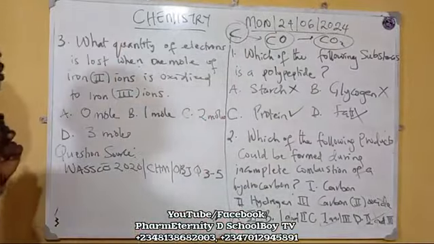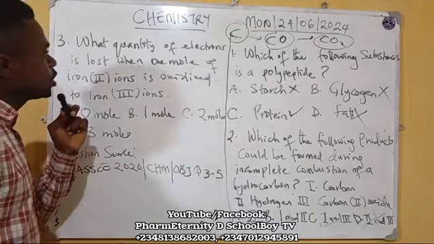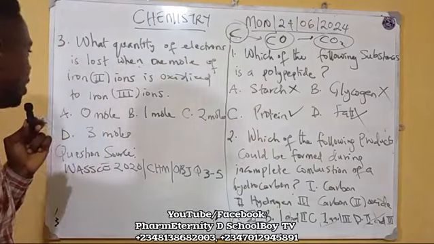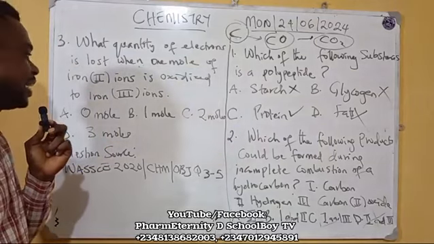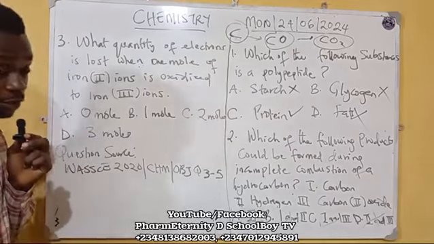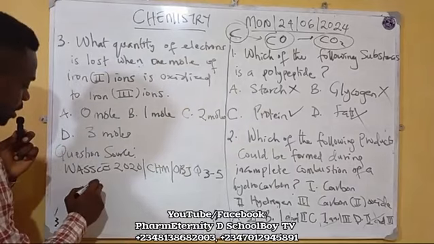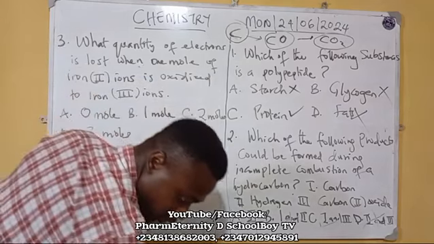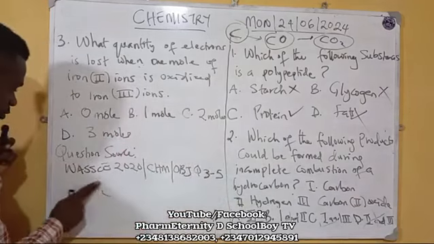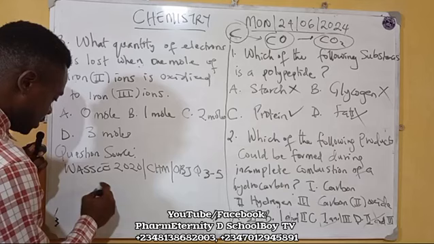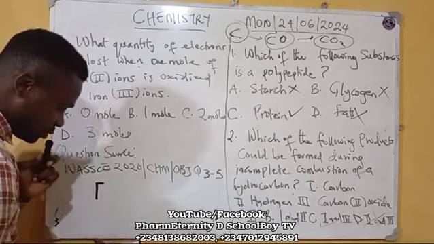Okay. Question number 3 says, what quantity of electrons is lost when 1 mole of iron 2 ions is oxidized to iron 3 ion? Okay, let's look at the ionic equation. Iron 2 ion is this. Sorry, this is not writing well. I'll do something about it in our next lecture.